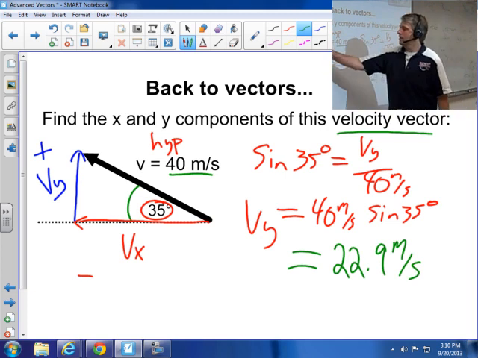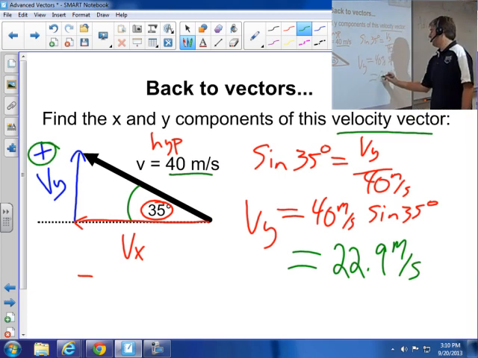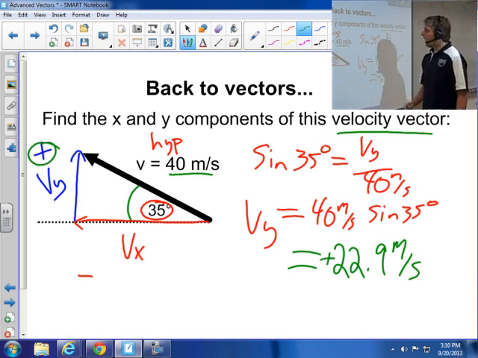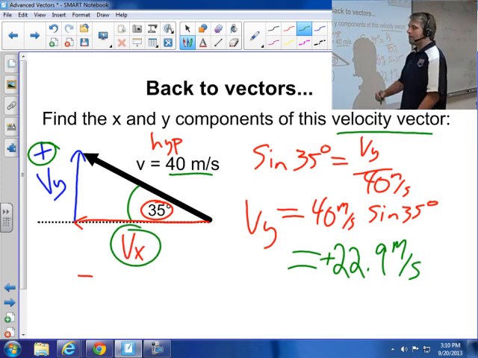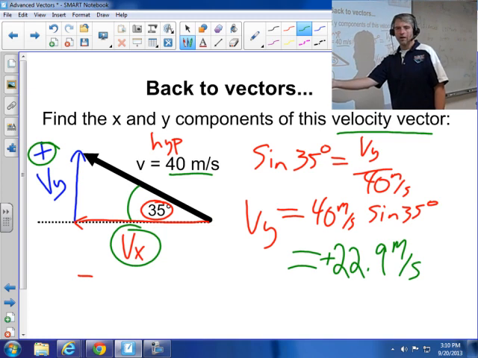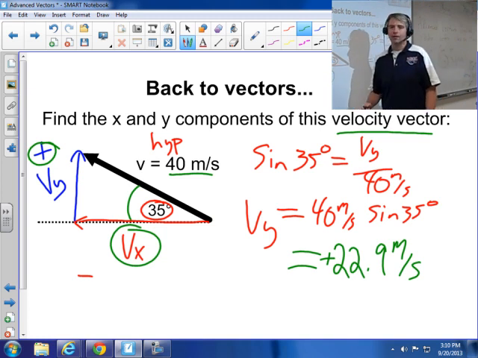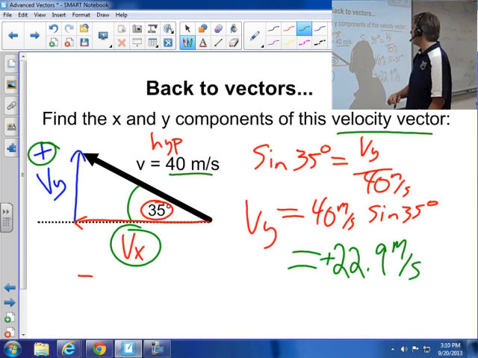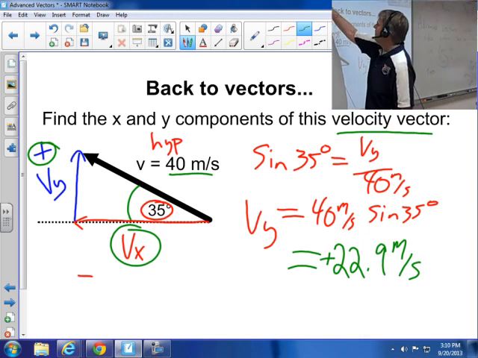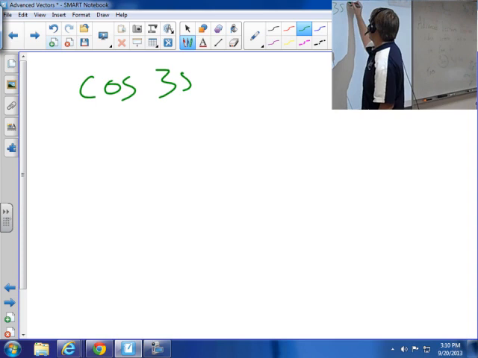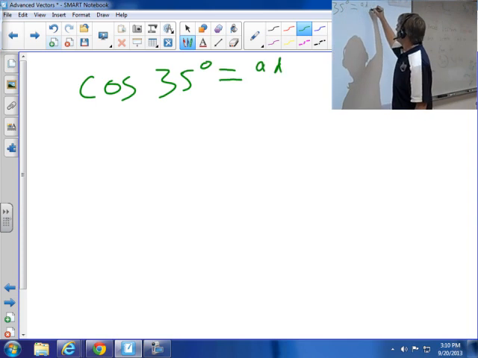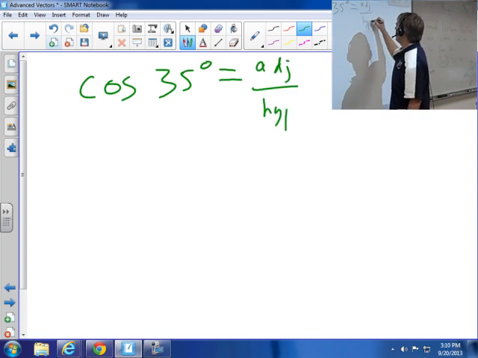And again, it's positive. Now I'm going to do a similar step to find the x component, but this time I'm not going to use sine because the x component of my vector is not opposite to the 35-degree angle. It's adjacent to it. So I need to use cosine. So let's try that. The cosine of 35 degrees is adjacent side over hypotenuse.